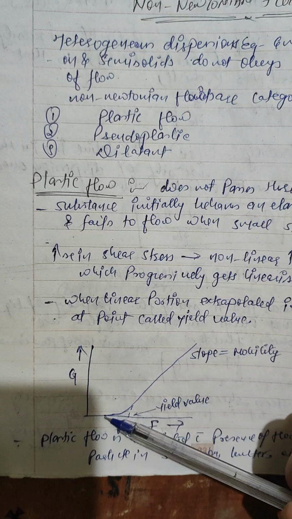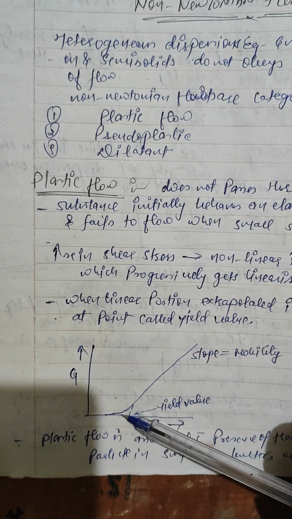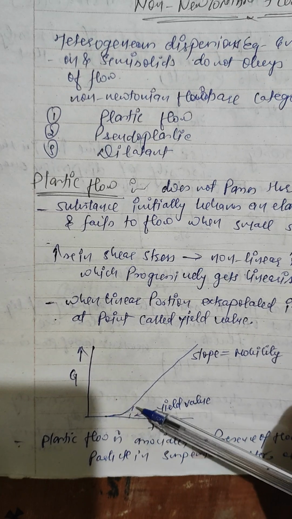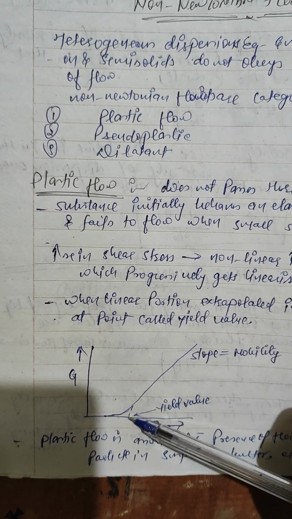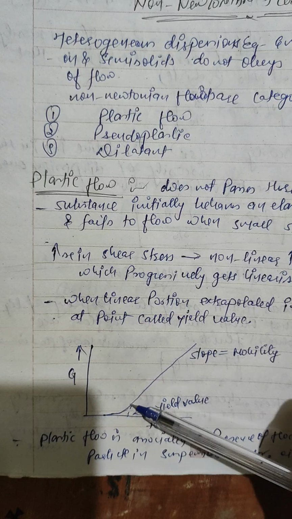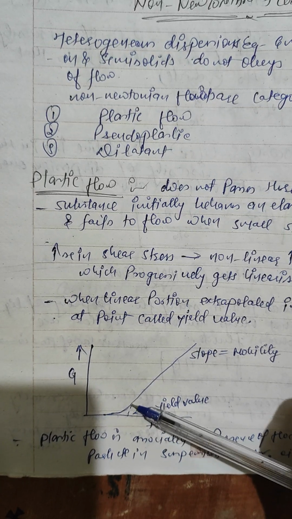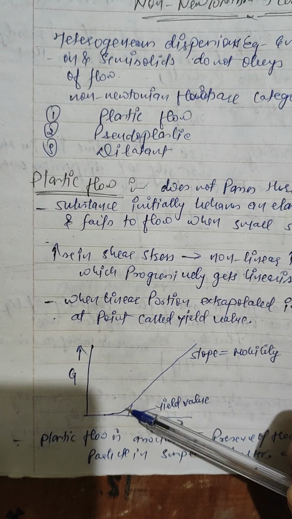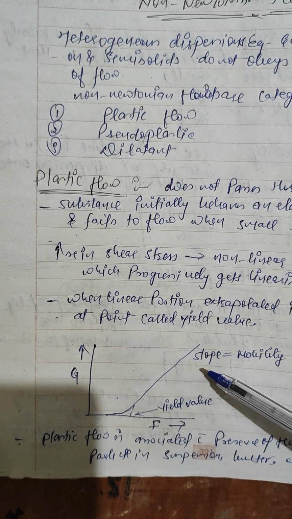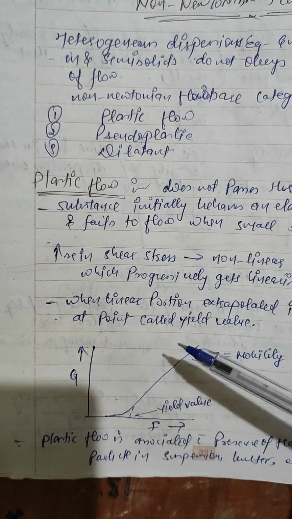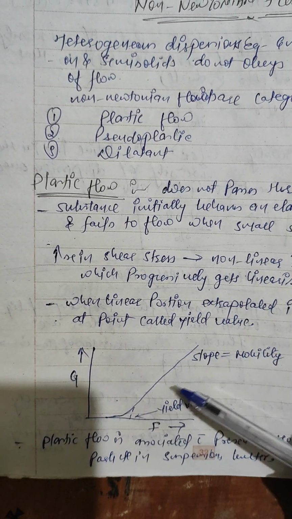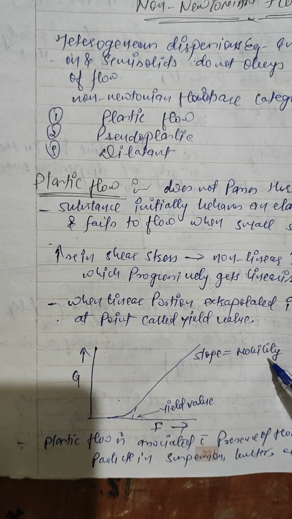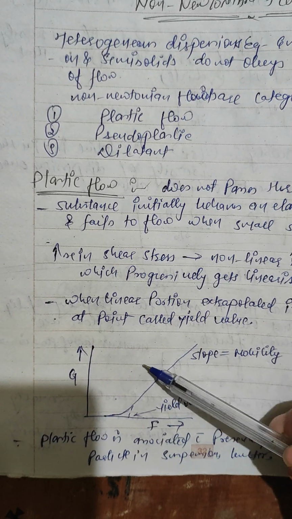Because initially it does not flow when we apply a shear stress on it, until and unless it achieves a yield value. The gap between these lines is the yield value. Until it gets the yield value, it will not start to flow, right? So this was all about the plastic flow. The slope of this plastic flow represents mobility, right? I hope you must have understood it.